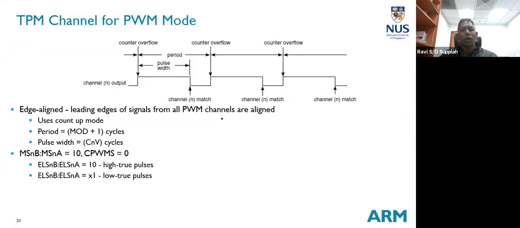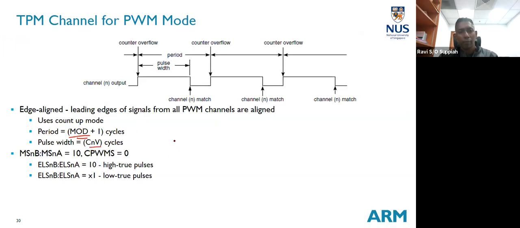Okay, in terms of counting behavior, this is important. The period is basically the mod register. Okay, the mod register is the one that controls the entire duration of the PWM, the period. Okay, the pulse width is the one that is controlled by the CNV cycles.